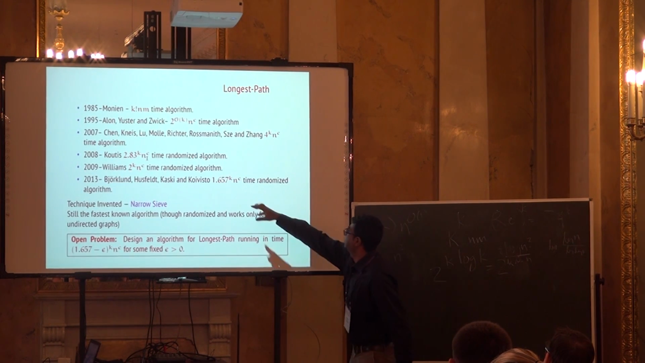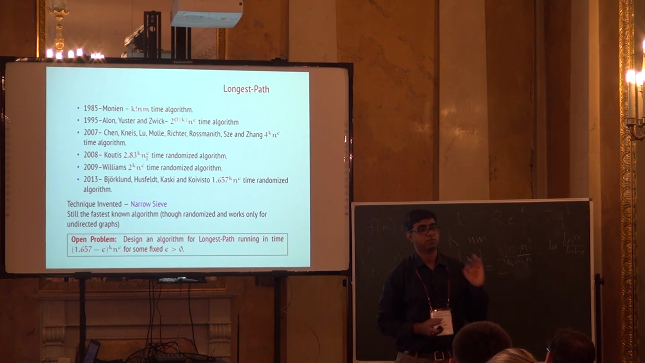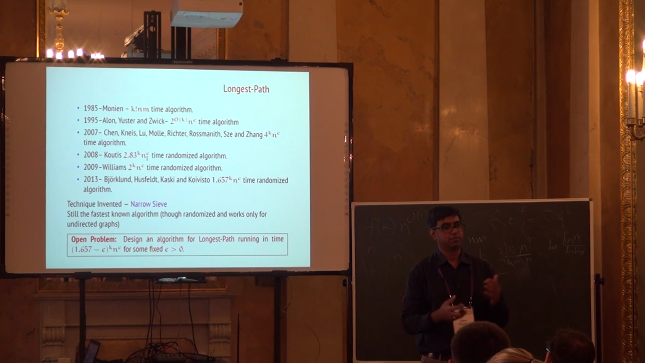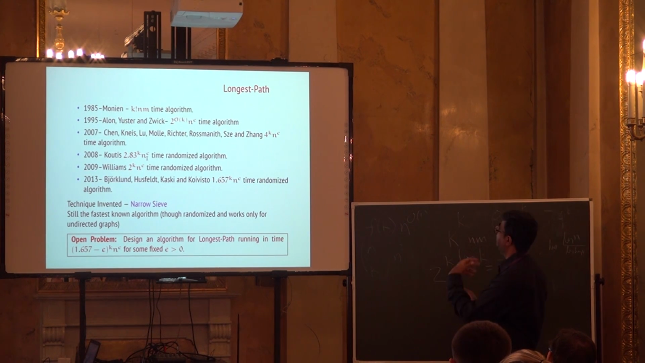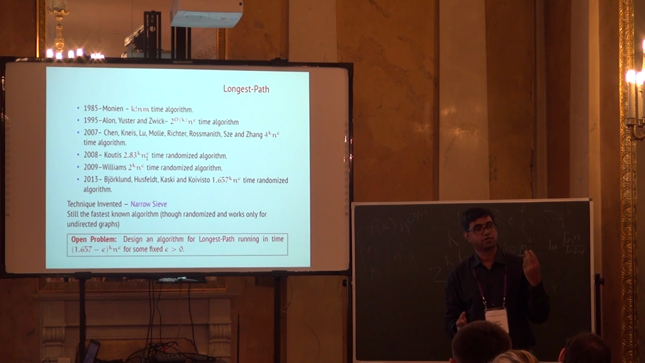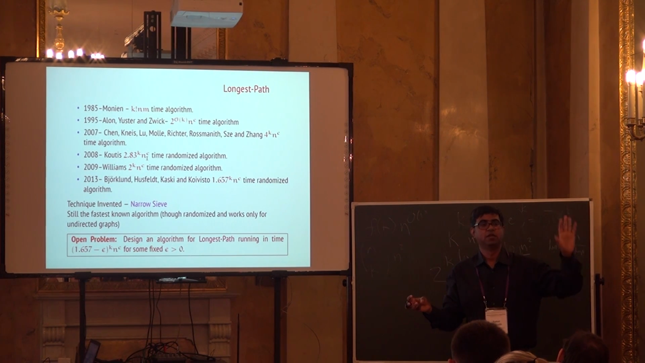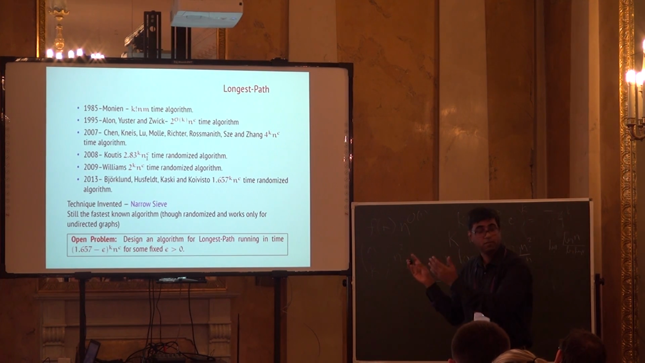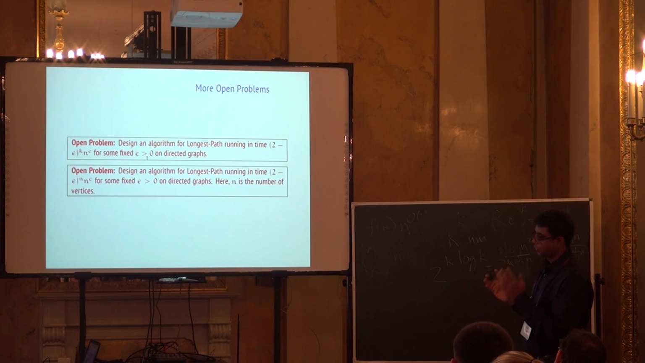So Bjorklund came up with an algorithm which ran in time 1.657 to the power n, where n is the number of vertices. And after a couple of years, they were able to make this n a k. If you notice, k is much smaller compared to n. So for example, if you have a k algorithm, it automatically implies an algorithm with running time in n, because any Hamiltonian path can use at most n vertices. So 1.657 to the power n comes for free once you have a parameterized algorithm. Okay? But for directed graphs, the world is still wide open.